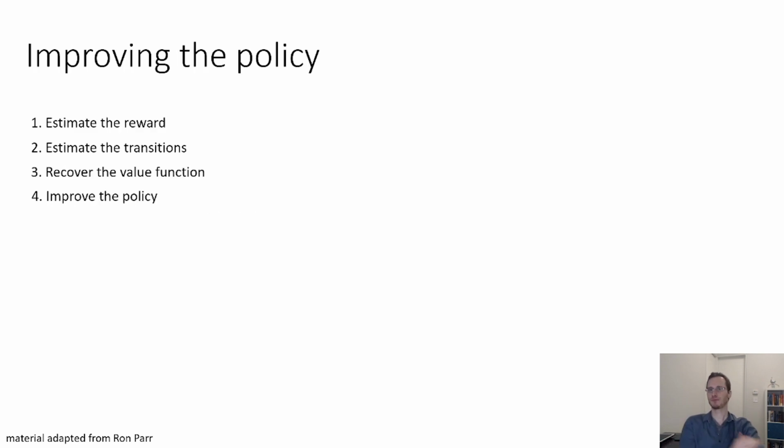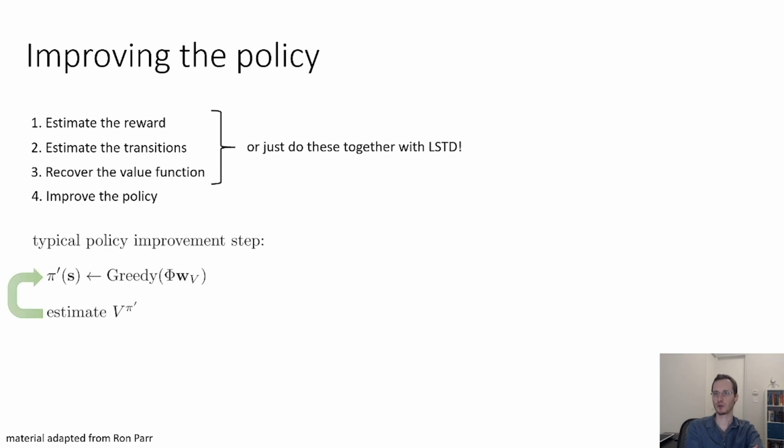All right, so let's go back to our original outline and talk about that last step. How do we actually use this to improve the policy? So step 1, step 2, and step 3 turns out to be a lot simpler. You can just use LSTD. But step 4 is still an issue. So the typical policy improvement step would set the policy now to be the greedy policy with respect to phi WV, and then estimate V pi prime again.